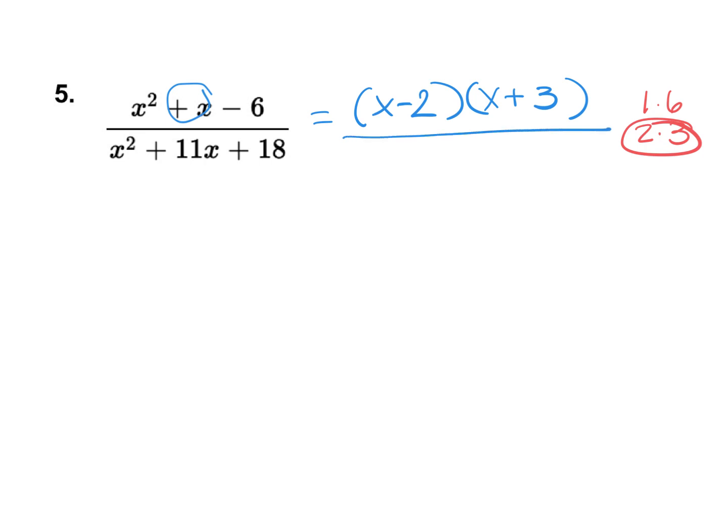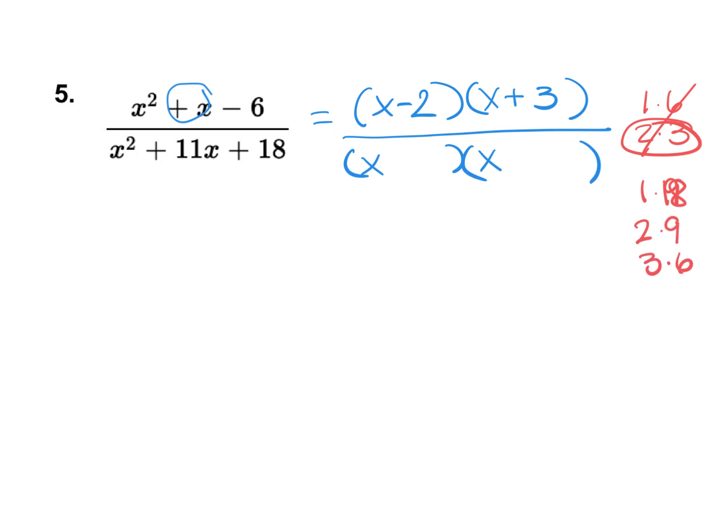Now, let's go ahead and factor our other trinomial into 2 binomials. So x times x is x squared. Now we're making an 18. So let's see, the factors of 18 are 1 times 18, 2 times 9, and 3 times 6.